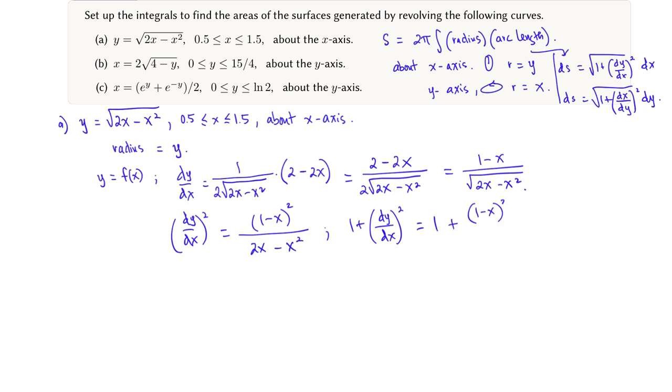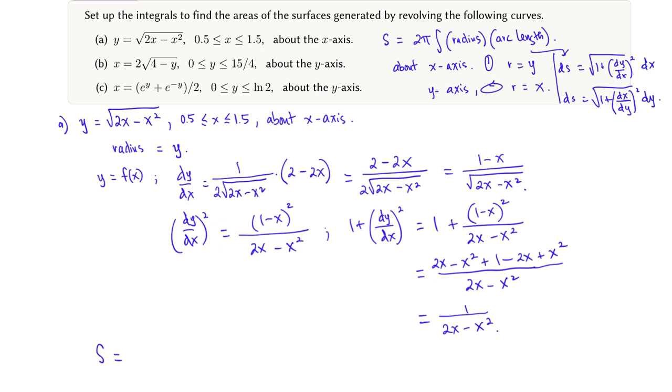(1 minus x) squared over 2x minus x squared. The common denominator is 2x minus x squared. We would multiply 1 over 1 by 2x minus x squared so that we can combine both terms. Expanding (1 minus x) squared, we have 1 minus 2x plus x squared. But 2x minus 2x is 0, and minus x squared plus x squared is 0. And so the numerator ends up with 1 only. The denominator is still 2x minus x squared.